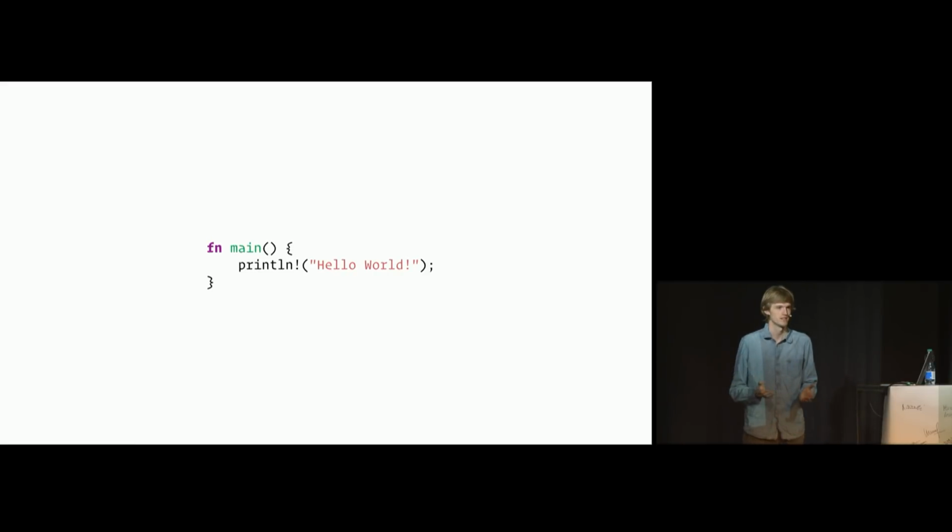So this is the obvious one. I hope it's big enough. It's hello world. It's a function called main that prints hello world. But it already shows one thing which I think is interesting for Rust. There is an exclamation mark after the function name. It's not a function, it's a macro. So it expands at compile time into more complex function calls.